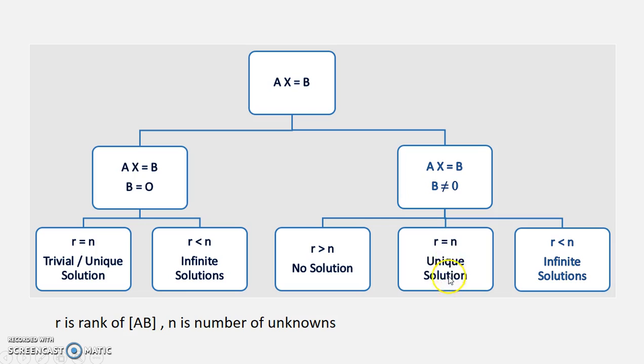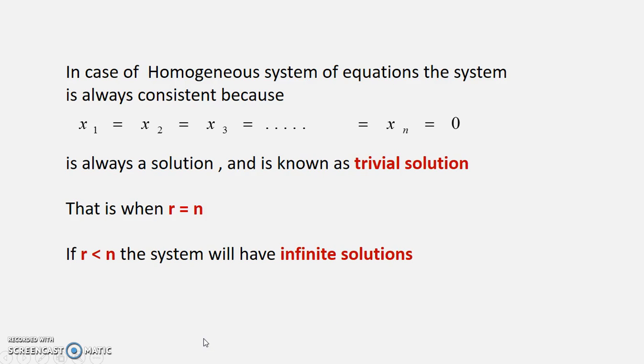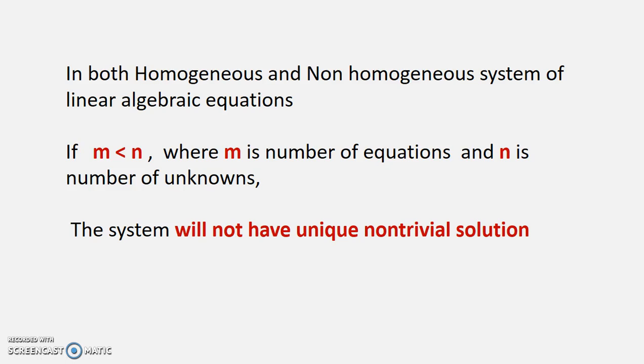r equal to n means unique solution. And when r less than n, it has infinite solutions, where r is the rank of the matrix and n is the number of unknowns. In a homogeneous equation, we all know when we put x1, x2, x3 as zeros, the system automatically comes zero. So it is always a solution. This solution is called a trivial solution or unique solution. This happens only if r equal to n. And if r less than n, as I told you earlier, it will have infinite solutions.